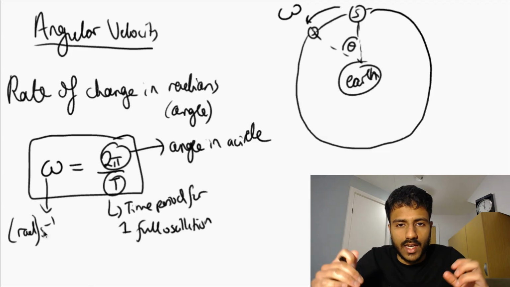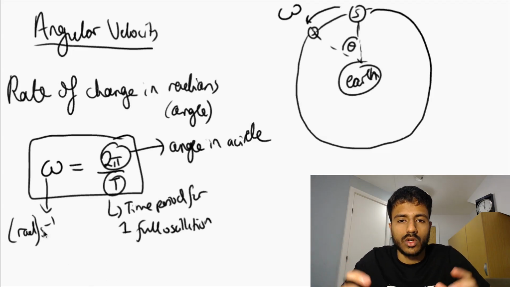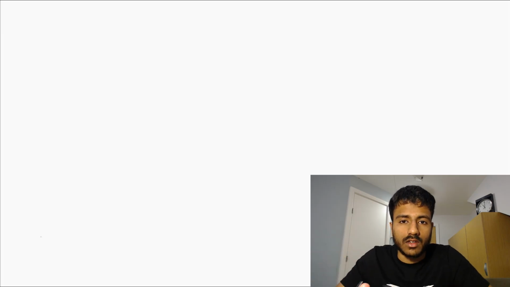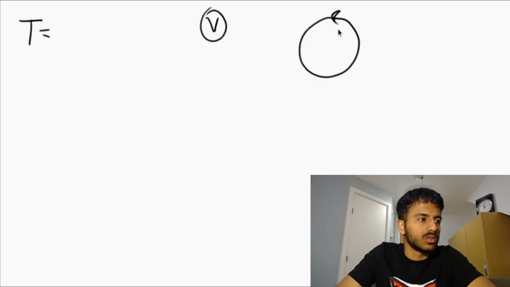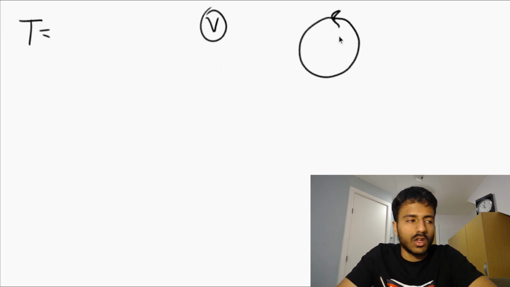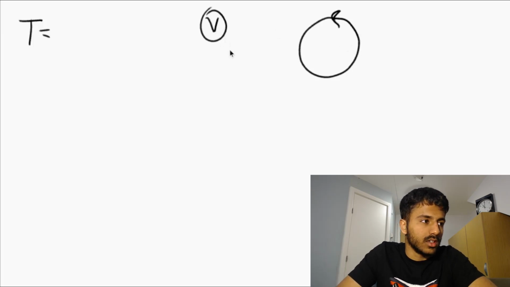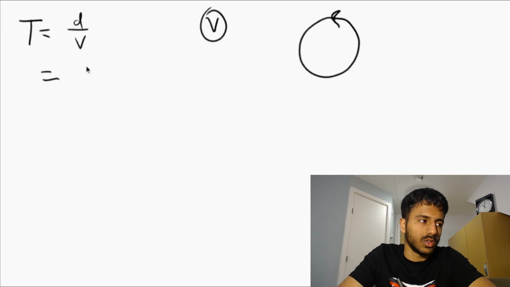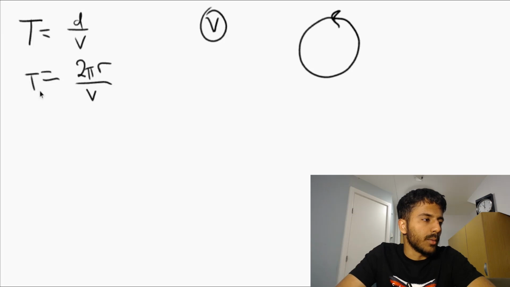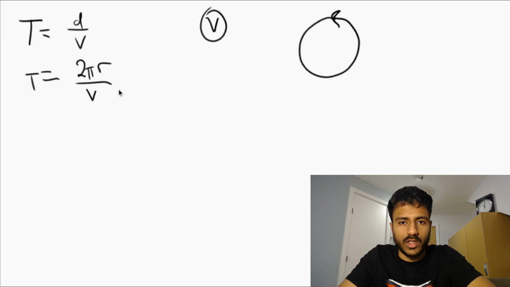So how is linear speed related to angular velocity? Well, the time taken for an object traveling at the speed of v to go around in a circle is going to be equal to the distance traveled divided by the speed v. And the distance traveled in one loop is simply the circumference of a circle, which is 2 pi r. So your time period is equal to 2 pi r over v.